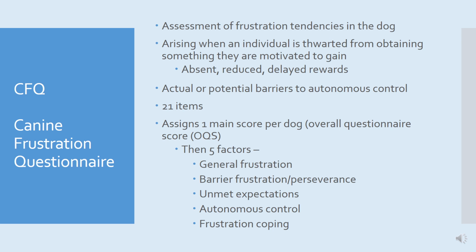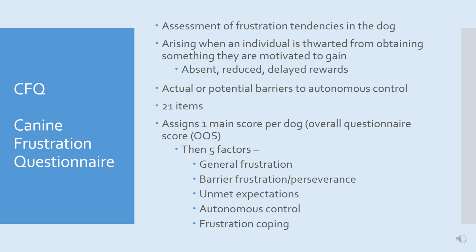So there's a wide range of situations that can trigger frustration. This scale consists of 21 items, and it is divided into 5 components. The first assesses general frustration, the second barrier frustration, so for example the dog's ability to cope with being on a lead and other frustration barriers like a fence, etc.